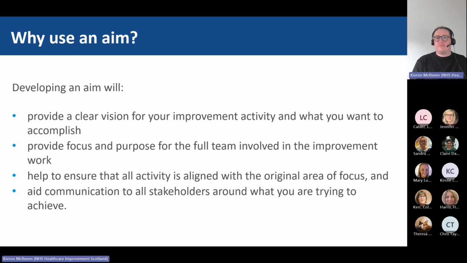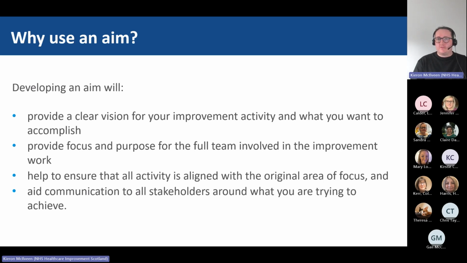It's also essential for aiding communication between all stakeholders around what you're trying to achieve. And a strong aim can simplify the message for stakeholders, ensuring that everyone understands the work. It can also facilitate transparency, as it allows for regular updates on progress towards the goal.